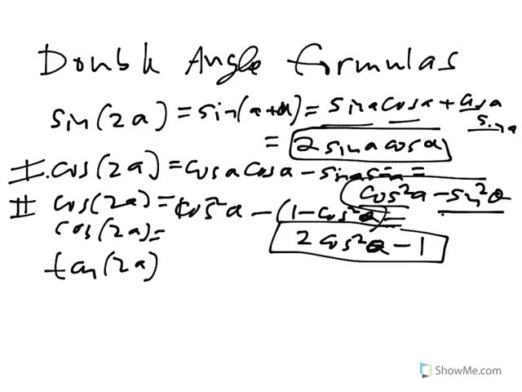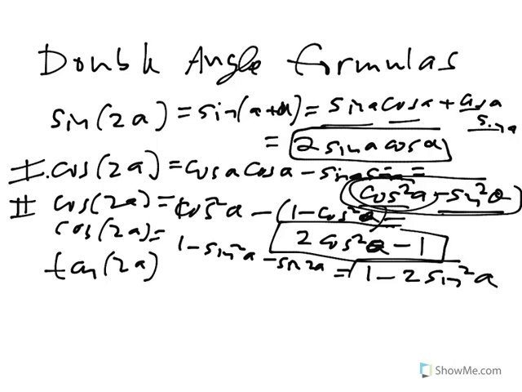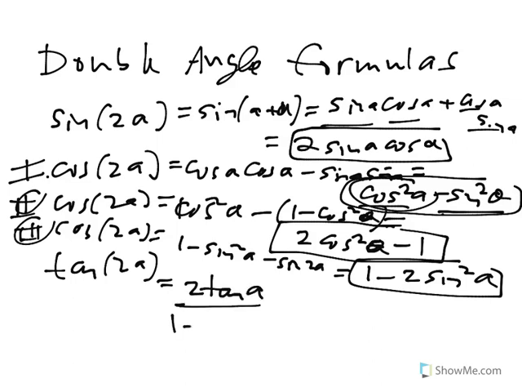If, on the other hand, I go back to version 1 and replace the cosine squared with 1 minus sine squared, I get 1 minus sine squared a minus sine squared a, which turns into 1 minus 2 sine squared a. These versions 2 and 3 are the more commonly used ones because each one involves just one piece, either cosine or sine. And for tan 2a, if you just replace b with a in the tan a plus b formula, it becomes 2 tan a over 1 minus tan squared a.